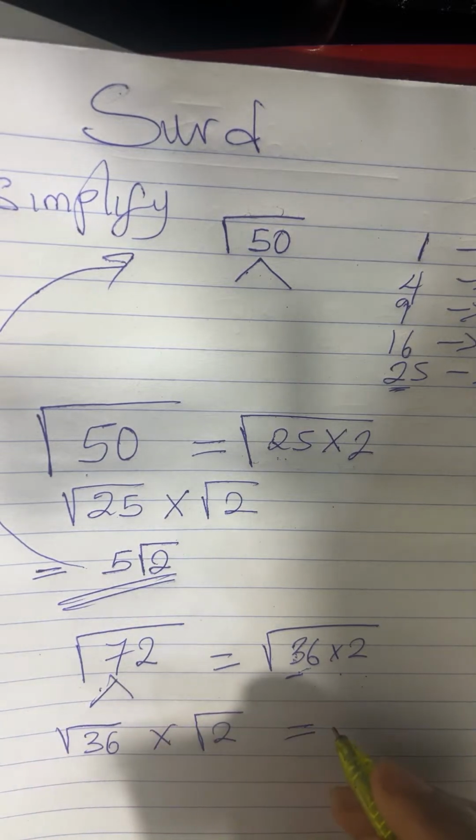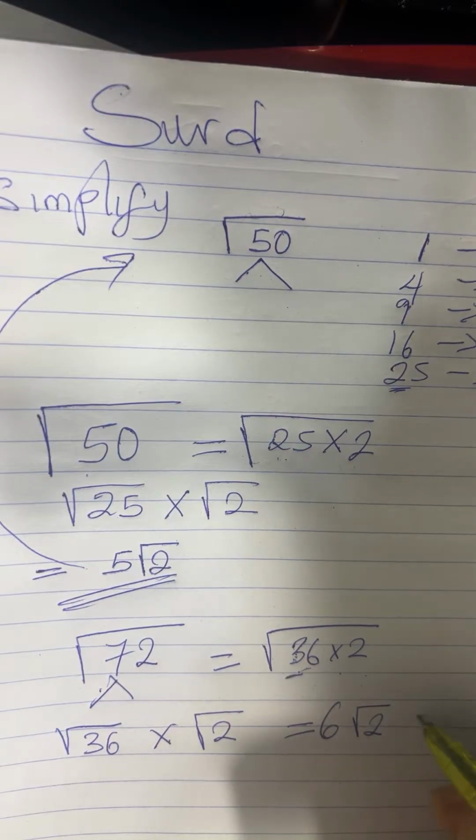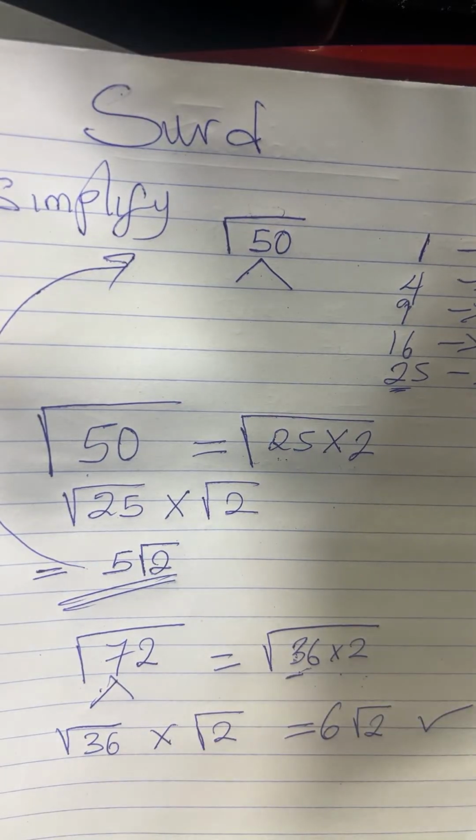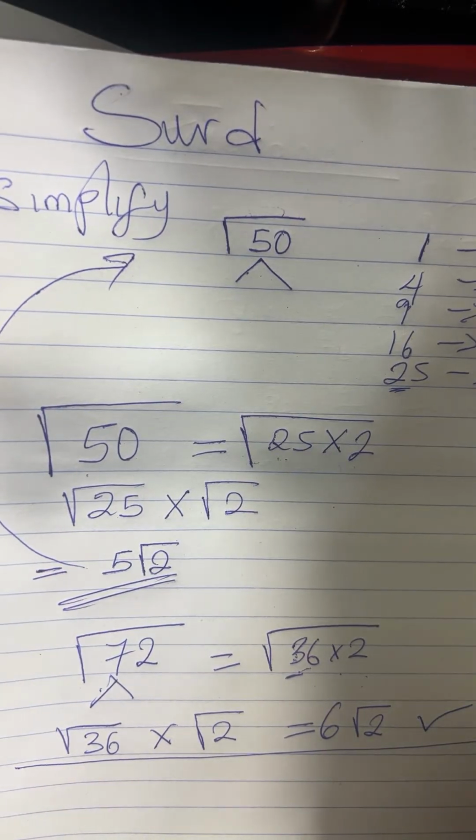The square root of 36 is 6. So the answer is 6 root 2. That's the answer. Good. Let's look at the next one. You see that simplification of surds is very, very easy and very interesting.